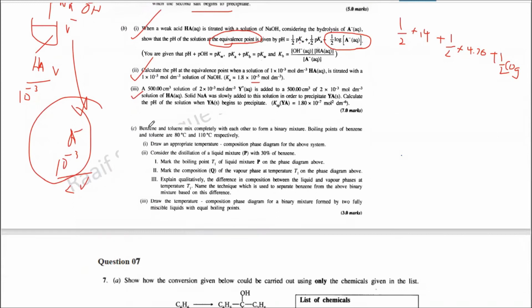Okay. So benzene and toluene. So you know what is benzene here? So benzene is the normal benzene. And toluene is benzene monosubstituted with a CH3 group, alkyl CH3 group. So they mix completely with each other, yes, to form the binary mixture. The boiling points of benzene and toluene are: benzene, the boiling point is 80. Toluene, the boiling point is 110. Okay. Draw an appropriate temperature composition phase diagram for the above system.